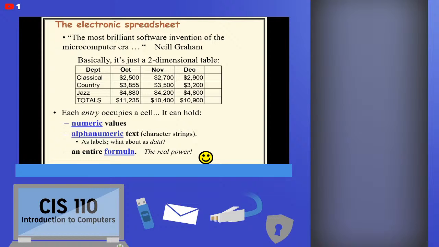So across the top we have those labels. Down the sides we have those labels. Those are all alphanumeric values. And then we have the numbers. In our spreadsheet example here, we have these dollar values based on how much of a certain type of musical genre has sold in a given month.